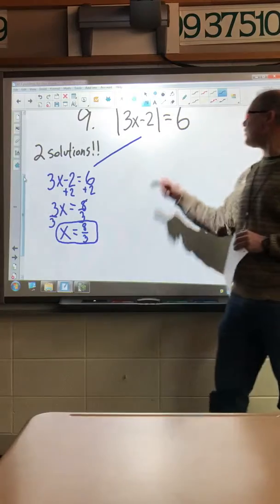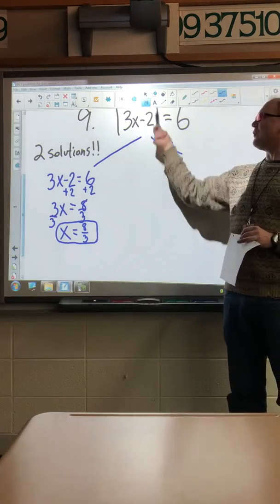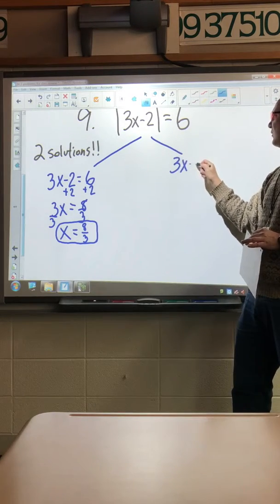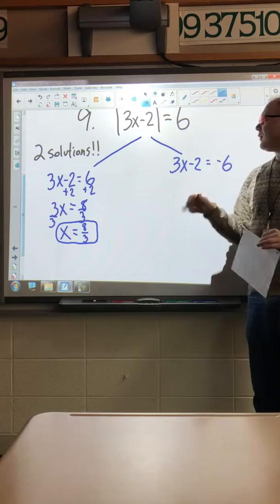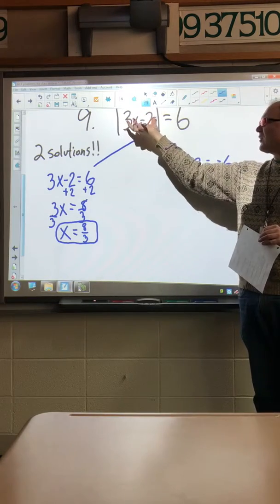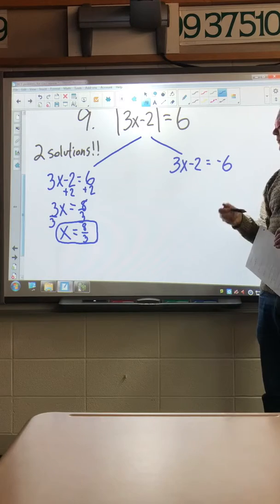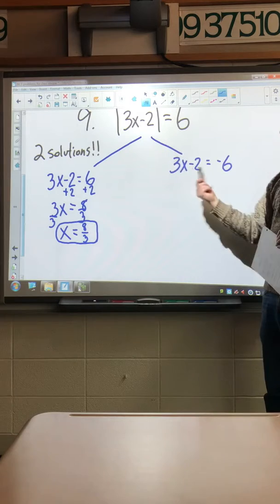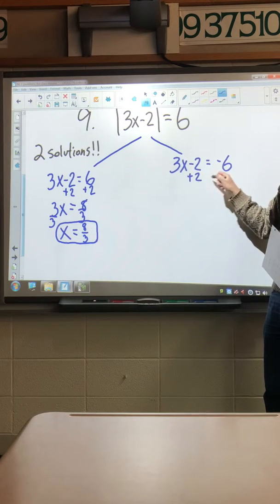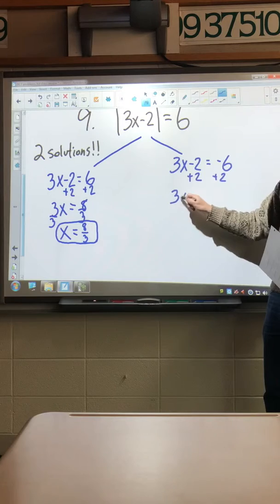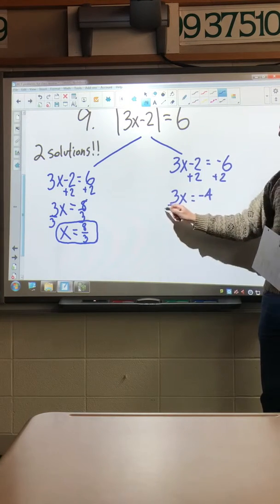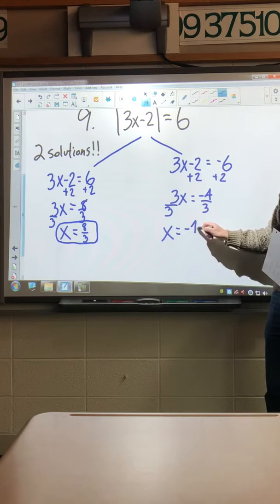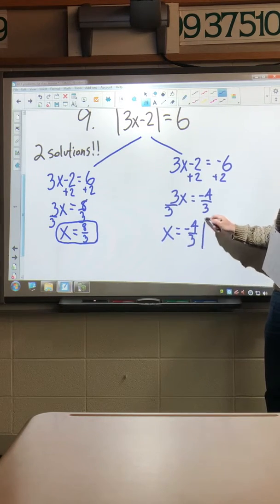Okay, but there is a second solution. So if the quantity inside the absolute value was equal to -6, and then you took the absolute value of -6, the answer would be 6, right? So we also want to figure out what value of x makes this -6. Same steps, add 2 to both sides, divide by 3, and again we can leave our answer as a fraction, -4/3.